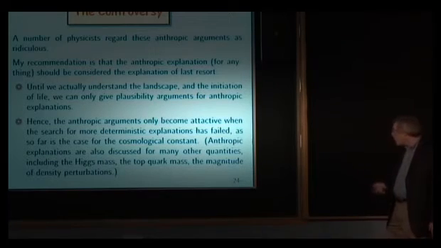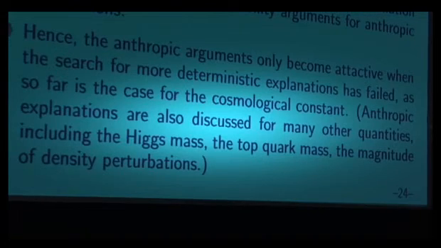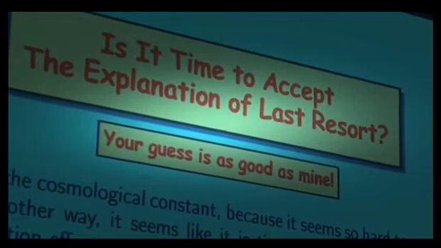The best we can do is to give plausibility arguments for these anthropic explanations. And therefore, I would say that an anthropic argument becomes attractive only when the search for a more deterministic explanation has failed, as has so far been the case for the cosmological constant. I might mention that anthropic arguments are also discussed for other quantities in physics besides the cosmological constant. For example, the Higgs mass, the top quark mass, and the magnitude of the density perturbations in the early universe. So this idea has gotten bigger than just an explanation for the cosmological constant.